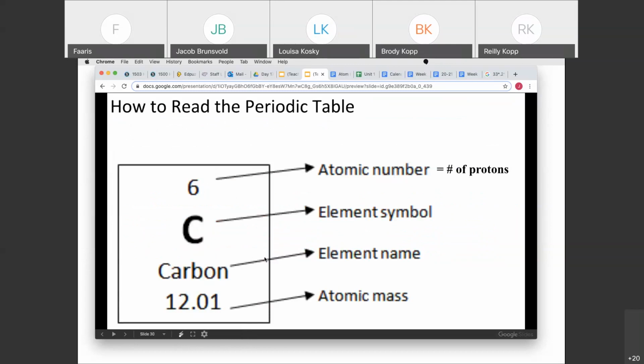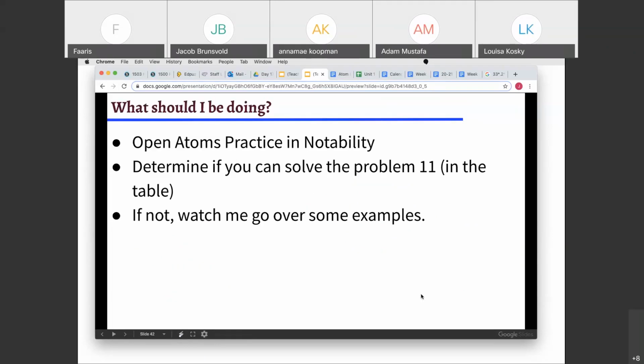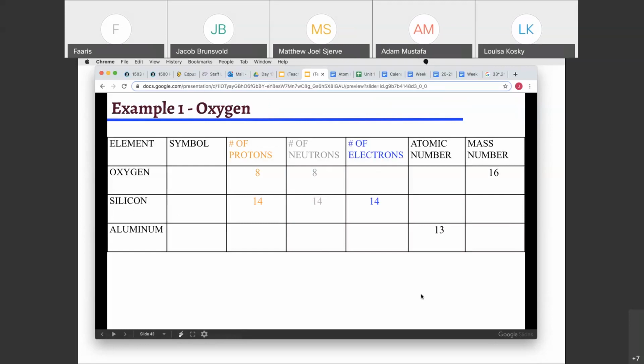The atomic mass is approximately equal to the mass number, so the number of protons and neutrons. You can see the atomic mass of carbon is a decimal, 12.01, so you can estimate that. Okay, so let's go over this first one together.